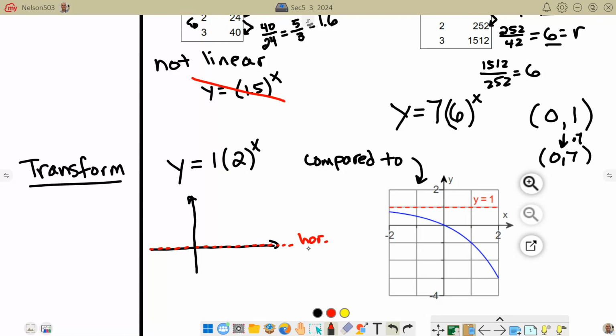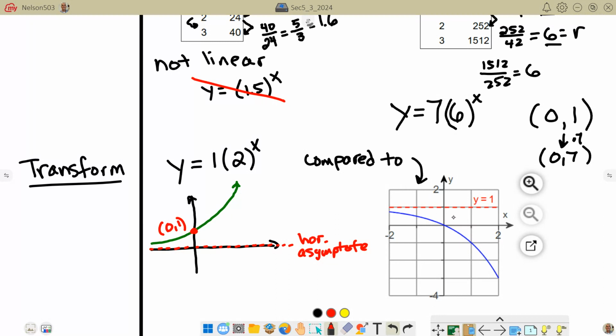So we've got a horizontal asymptote. And on these, generally when the base is bigger than 1, it's going to be an increasing exponential function like that. And it has a y-intercept of (0, 1), right? So a couple things are going on here.